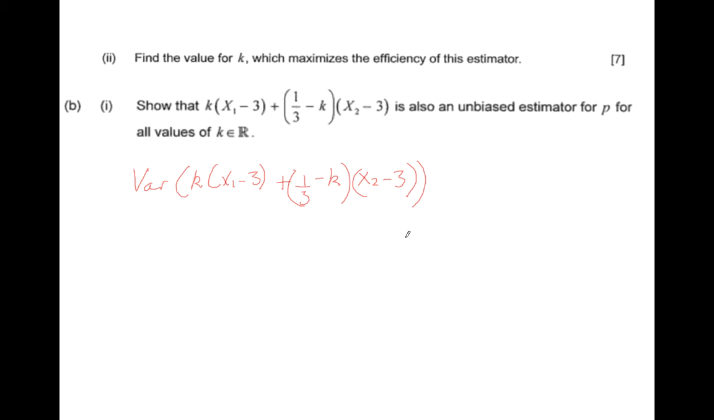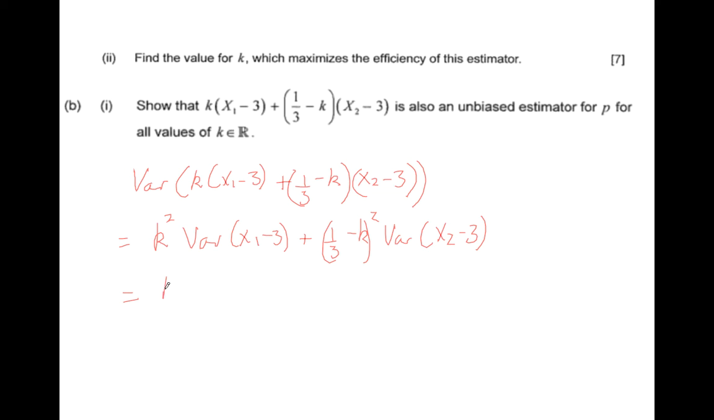Just as we did before, I think it's probably best to factor out. We can distribute the variance over both of these terms. So the variance of this plus this, we can split up into k squared, the variance of x1 minus 3, plus 1/3 minus k all squared, the variance of x2 minus 3. But we know that the variance of x1 minus 3 is just the same as the variance of x1, and the variance of x1 is the same as the variance of x, and the variance of x2 is the same as the variance of x1.